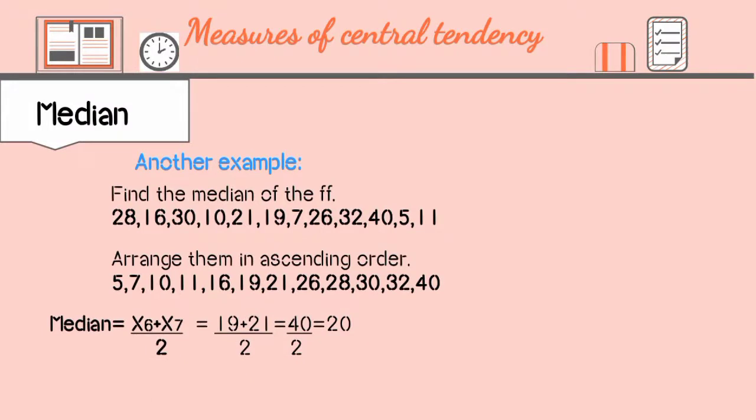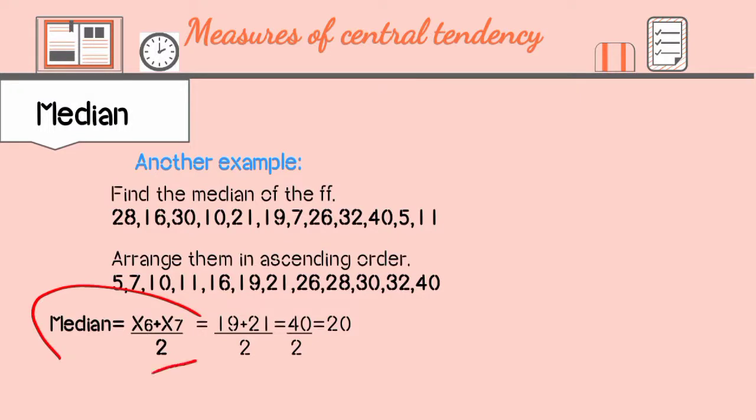Okay, another example is this. Find the median of the following: 28, 16, 30, 10, 21, 19, 7, 26, 37, 45, and 11. First, arrange them in ascending order: 5, 7, 10, 11, 16, 19, 21, 26, 28, 30, 32, and 40.